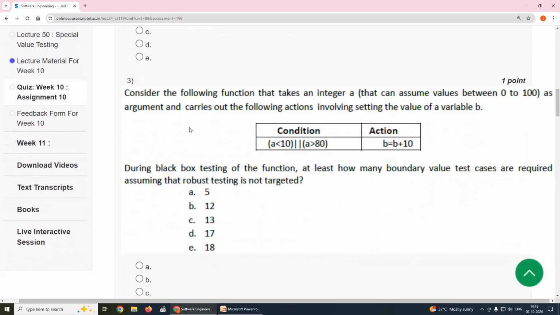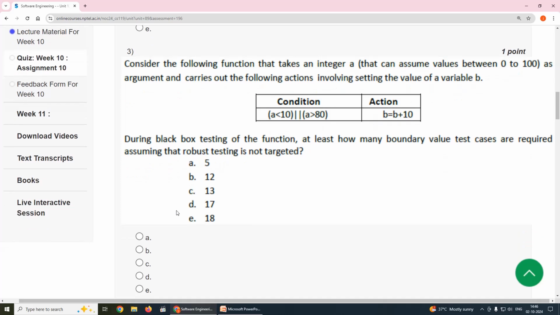test cases are required. Third one, for the above tabular column, only one is taken, that is A less than 10 or A greater than 10, and the action is B equal to B plus 10. So here what is required is how many boundary value test cases are required, and our suggestion is option A, 5.